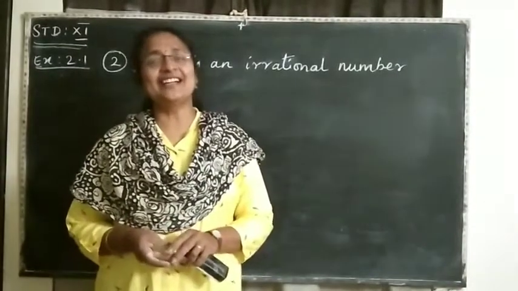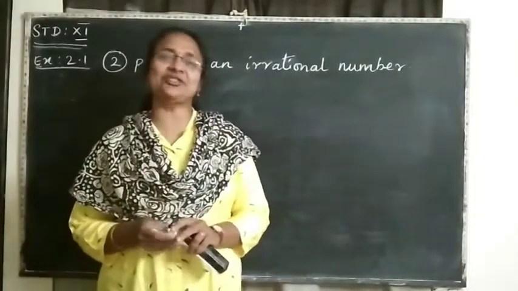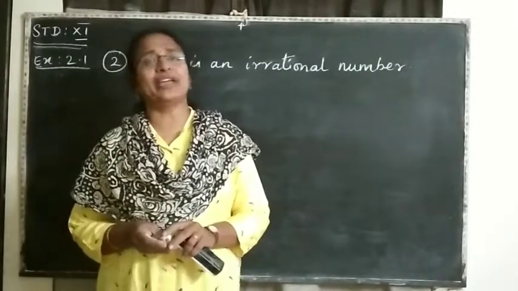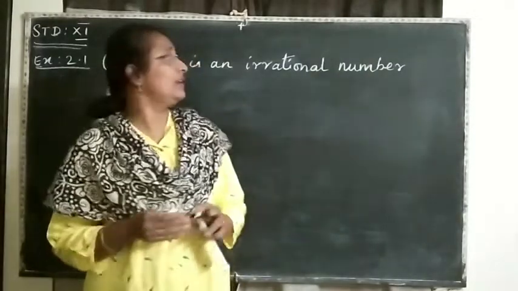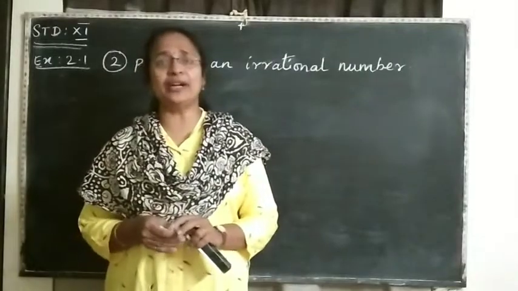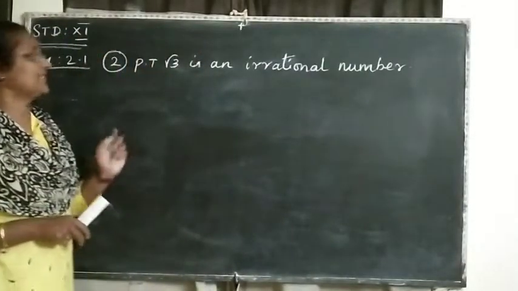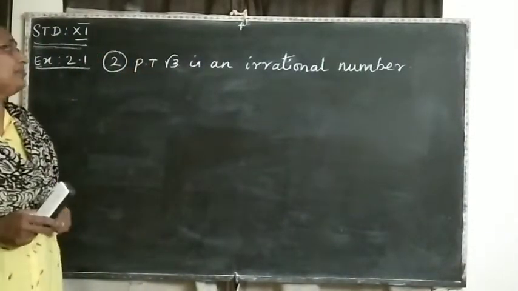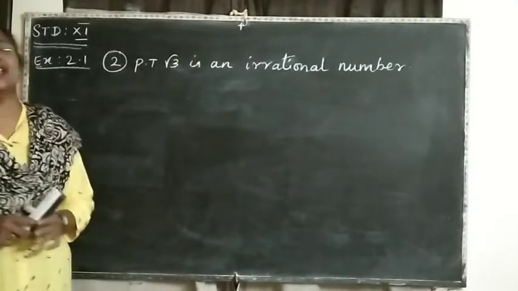Welcome dear students. Let's discuss a very interesting topic in today's class. Before getting into a new topic, we'll wind up exercise 2.1, which is the pending second sum. Now look into this sum: prove that root 3 is an irrational number.